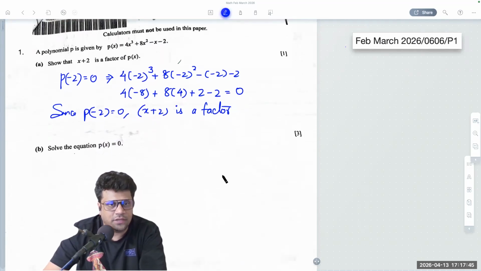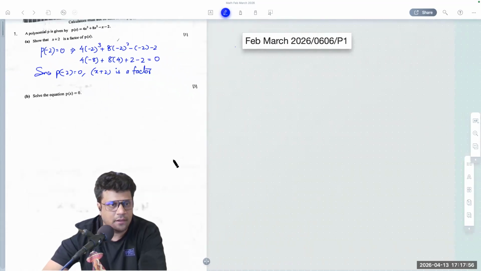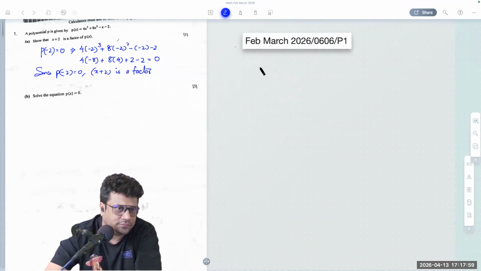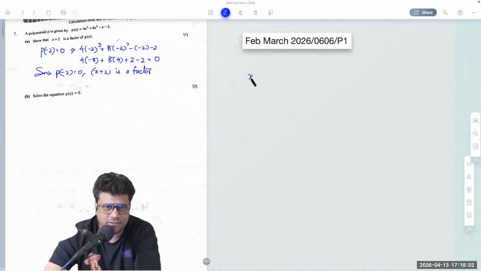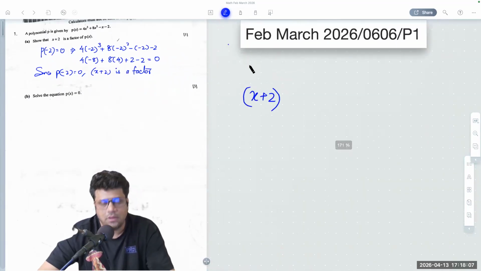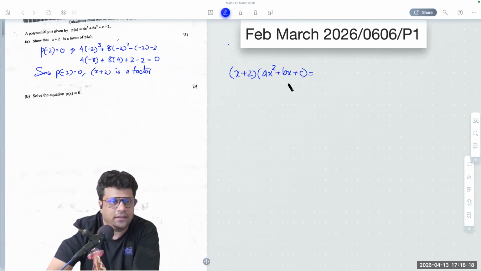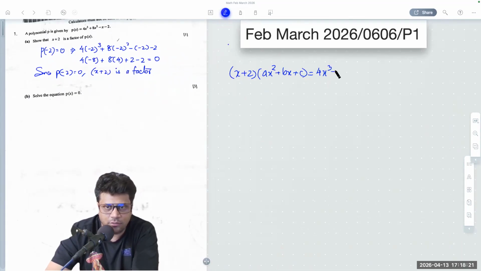Let's go do the other one. Now show that p(x), you need to solve for p(x) equals 0. Okay, so I'm going to do it on the right side here. p(x) is 0. I know that x plus 2 is a factor. So x plus 2 multiplied by some quadratic should be the cubic, 4x cubed plus 8x squared minus x minus 2.